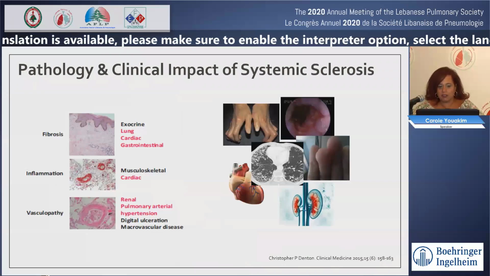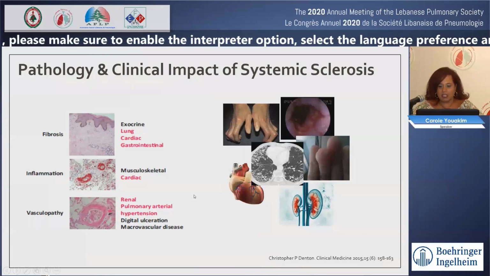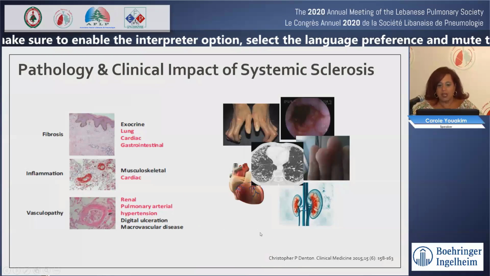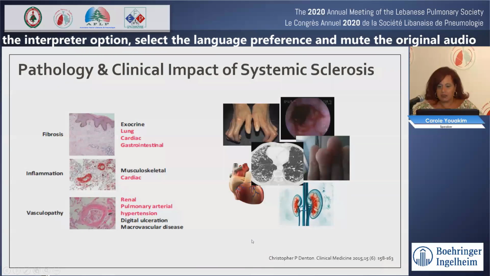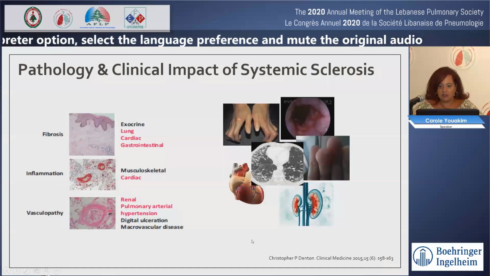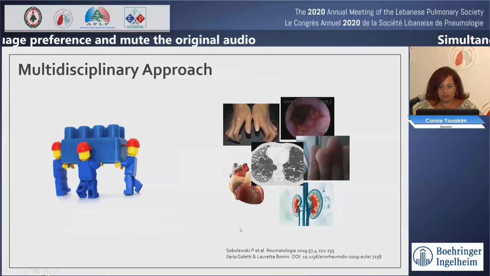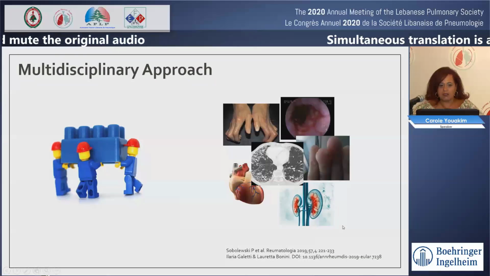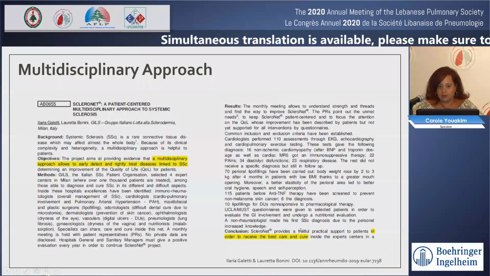Cellular inflammation, vascular injury, and tissue fibrosis translate into challenging organ-based complications that define the impact of the disease. The kidneys, esophagus, heart, and lungs are the most frequent targets, and the mortality is mostly due to cardiorespiratory manifestations. The involvement of multiple internal organs makes systemic sclerosis a multidisciplinary disease requiring a multidisciplinary approach.